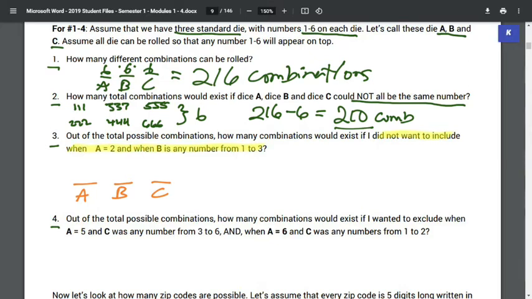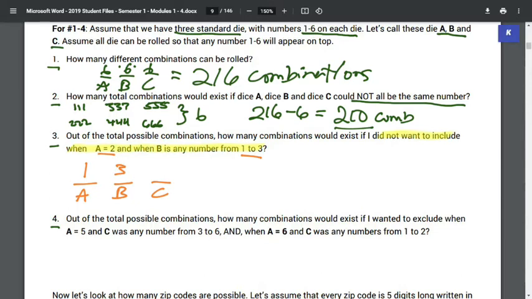It says I don't want when A equals 2. So I need to think about how many numbers A cannot be. That's only one number, that being 2. So I'm going to write 1 there. B is any number from 1 to 3. So again, I need to count how many numbers I don't want B to roll. If it's 1 to 3, that would be 3 numbers. 1, 2, and 3 fit that description.